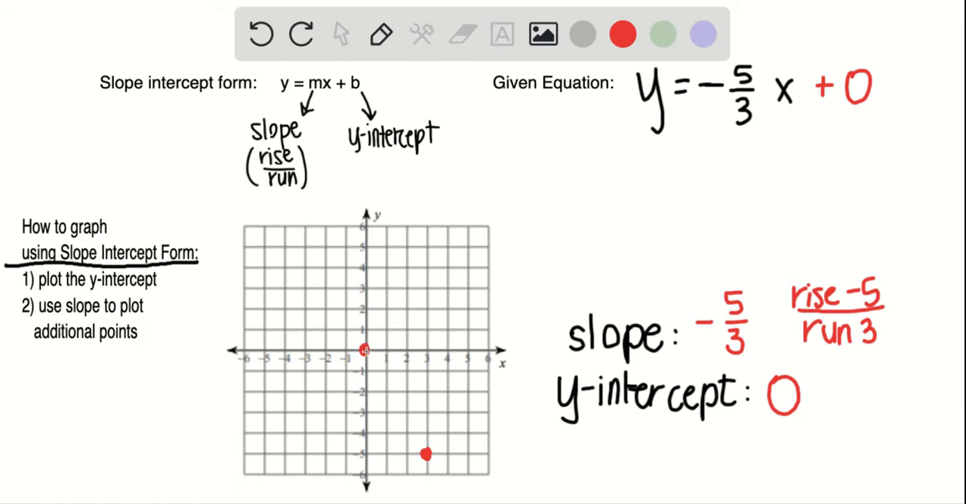So instead of rising negative 5, I'm actually going to rise positive 5. 1, 2, 3, 4, 5. And instead of going right 3, I will go left 3. 1, 2, 3. So my new point will be up here.